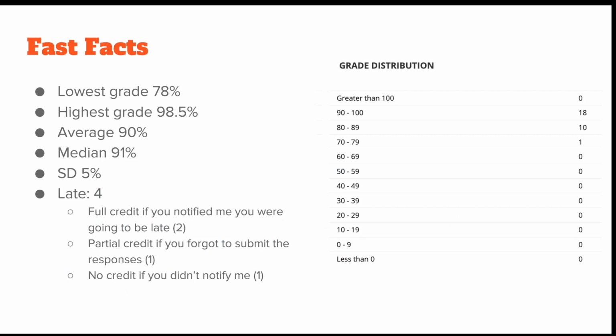So let's look at some of the statistics here. The lowest grade was a 78%, the highest was a 98.5, the average was 90, the median was 91, and if you remember from your statistics, it's a pretty normally distributed curve, as you can see. If you can see my pointer, let me turn it on. You can see the nice little normal distribution here at the top end of the curve. So you all did relatively well. You answered the questions as best as you could.